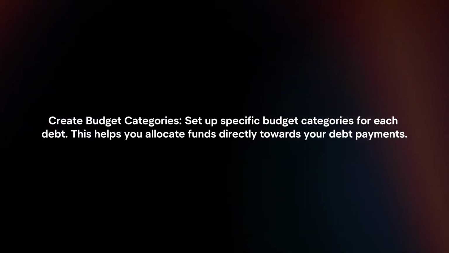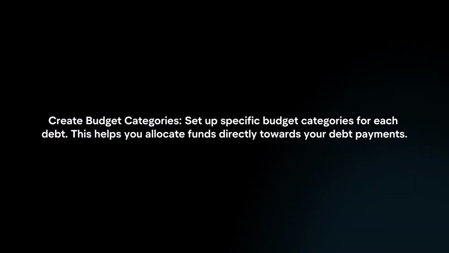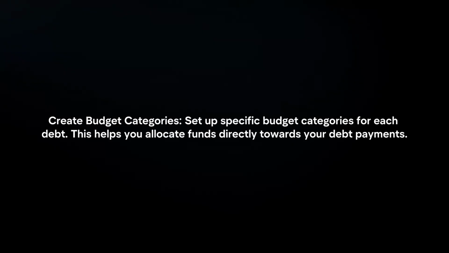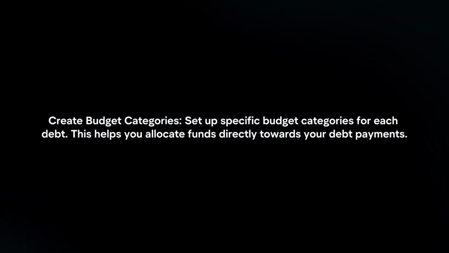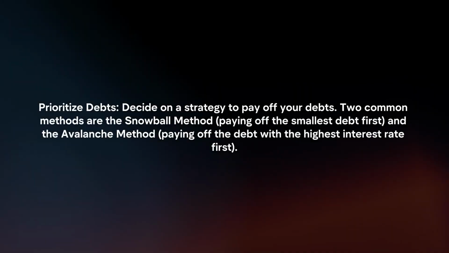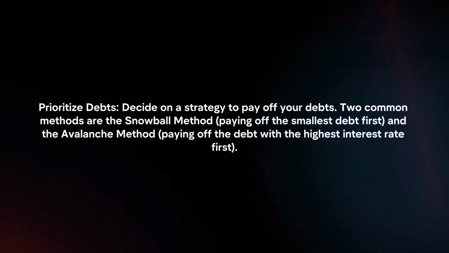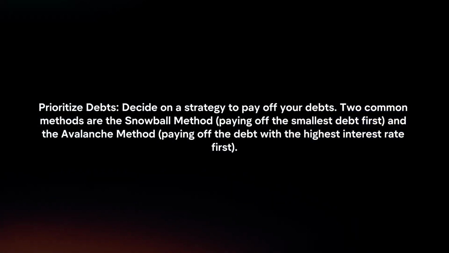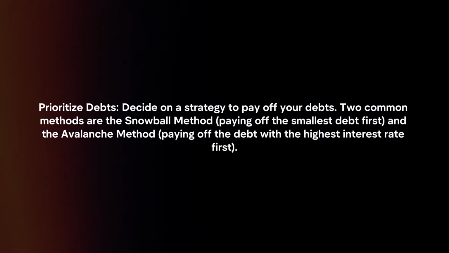Create budget categories. Set up specific budget categories for each debt. This helps you allocate funds directly towards your debt payments. Prioritize debts. Decide on a strategy to pay off your debts. Two common methods are the snowball method and the avalanche method.